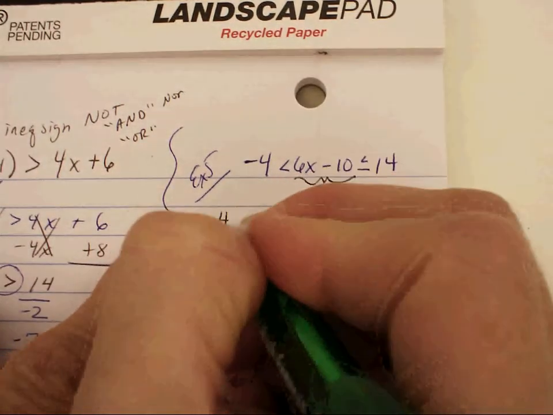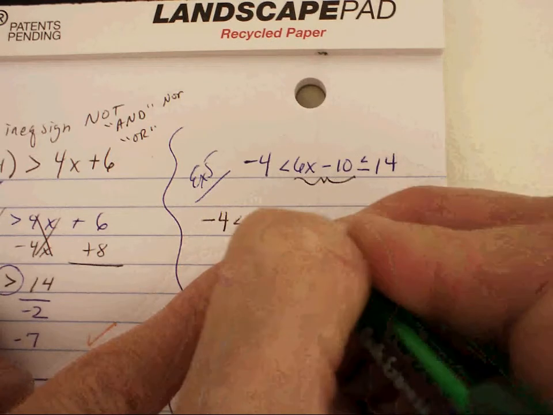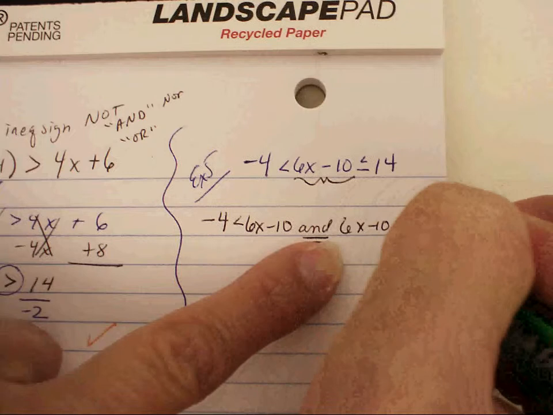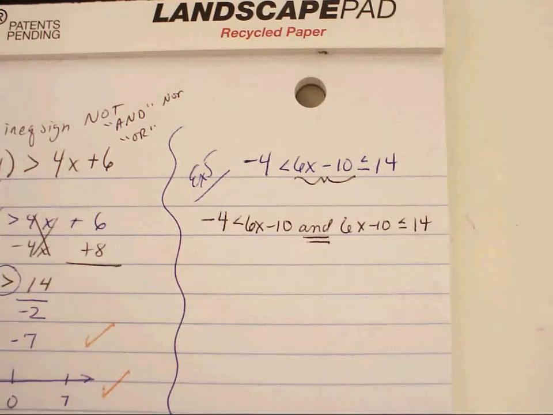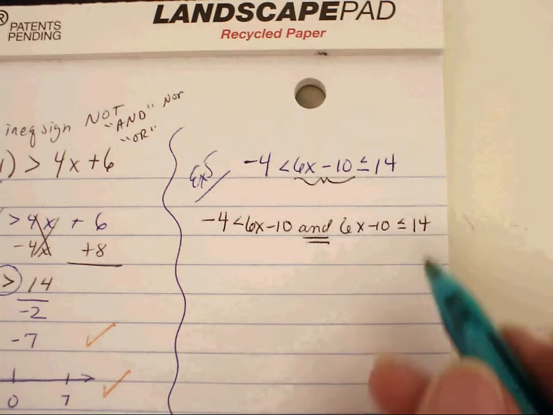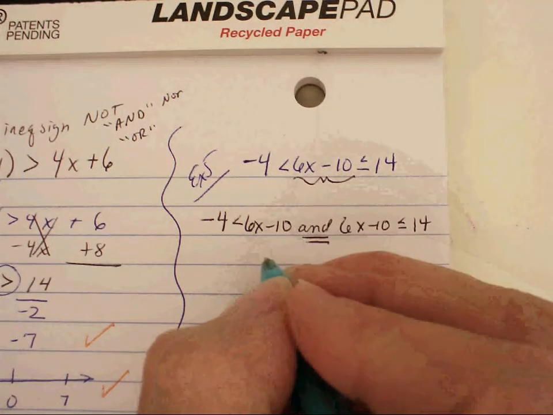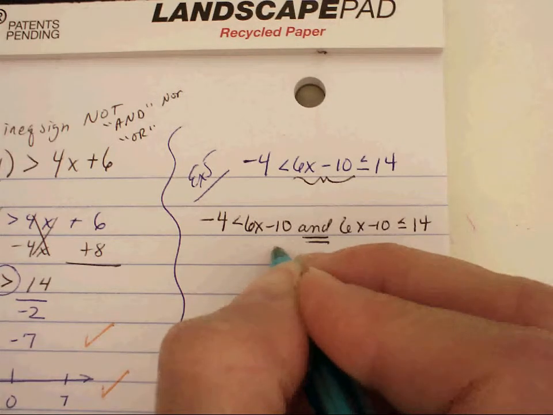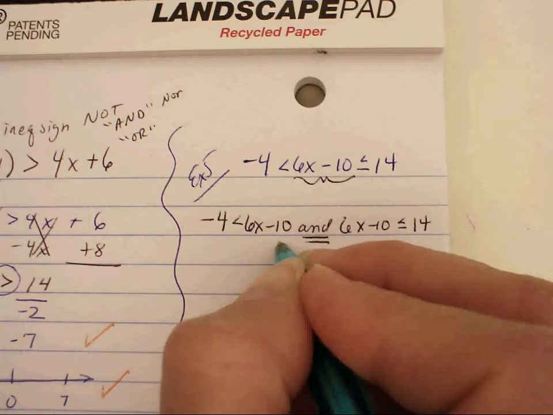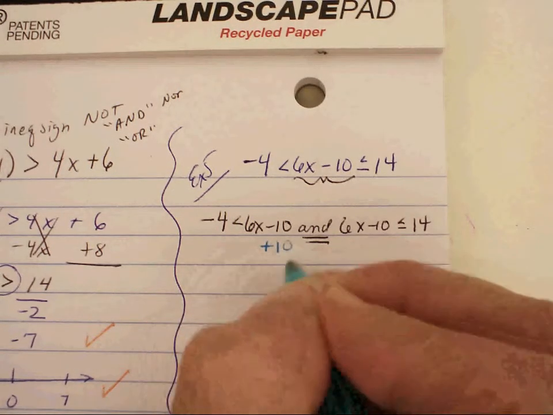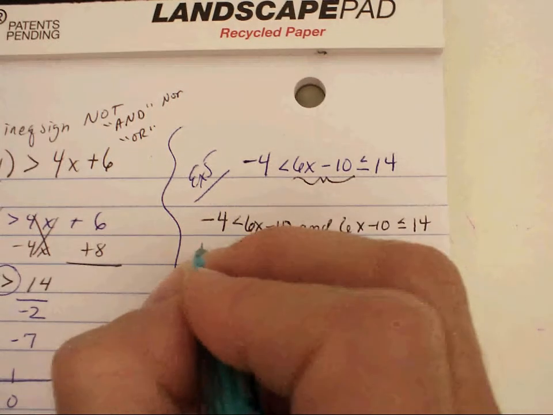Go ahead, Hunter. I made your name Hunter, sorry. Say it again. Doesn't even have a variable, does it? This entire quantity is shared by both inequalities. So when you write them out the long way, -4 is less than 6x minus 10. Make sure you write your word and: 6x minus 10 is less than or equal to 14. So that center segment of the inequality is shared by both the left end and the right end.